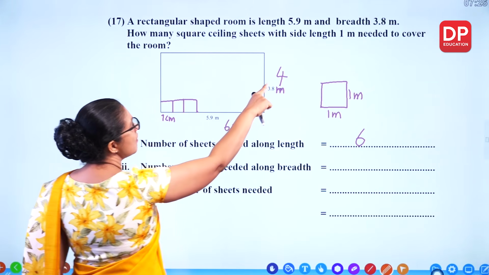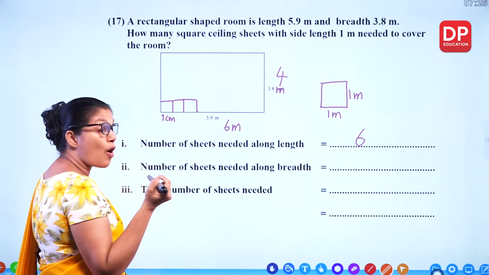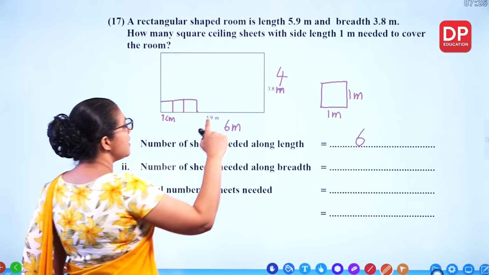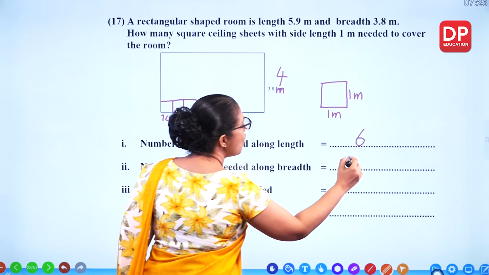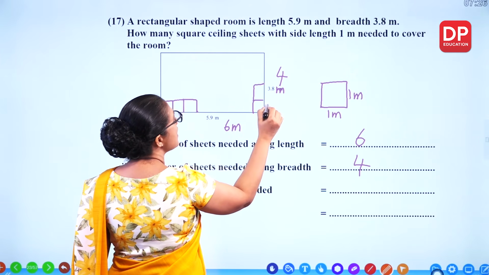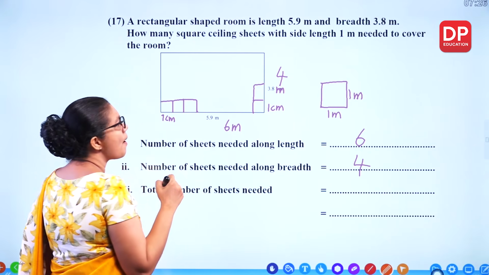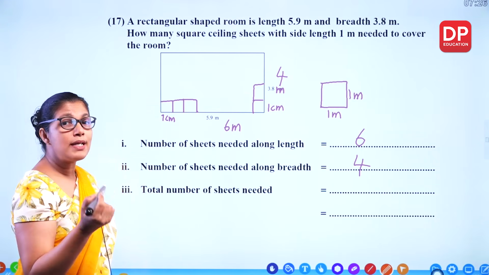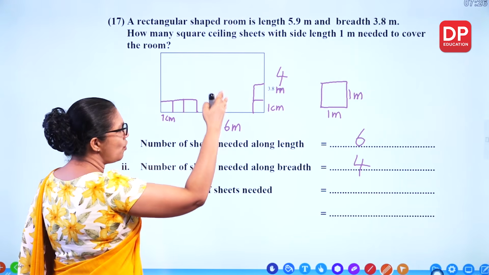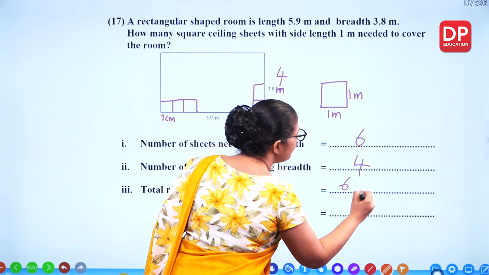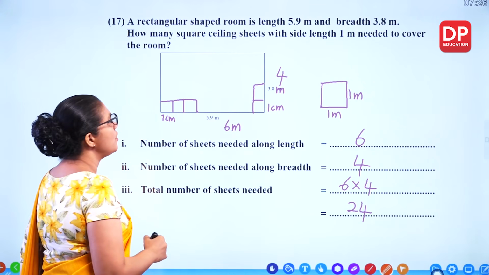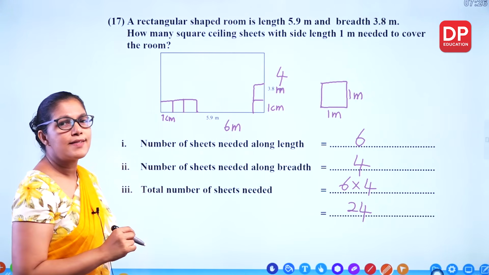And 3.8 when you round it, you get 4. So how many sheets needed along breadth? You need 4 sheets. So 1 centimeter square, you need 4 sheets like that along breadth. So what's the total number of sheets needed? 6 this way and 4 this way. 6 times 4. 24 sheets you need to cover this room.